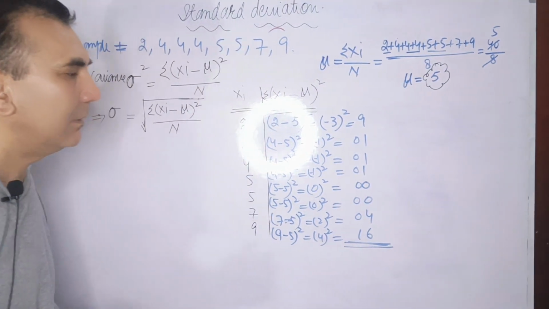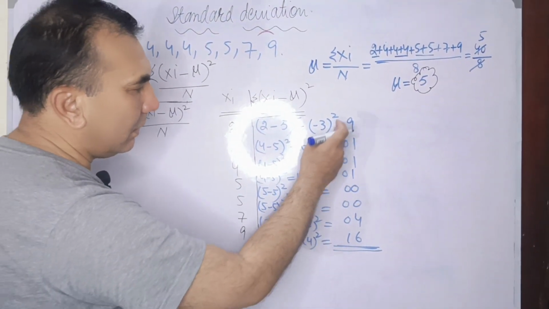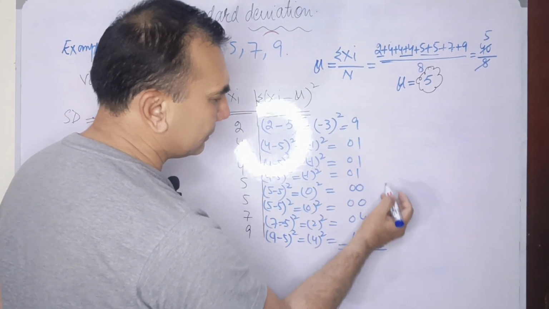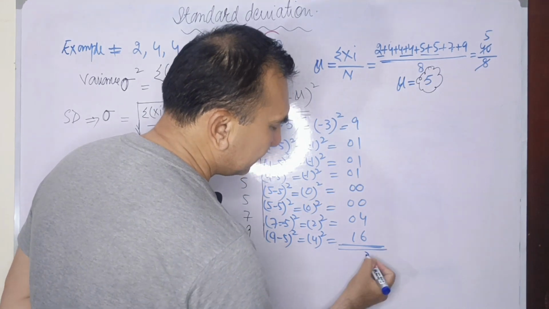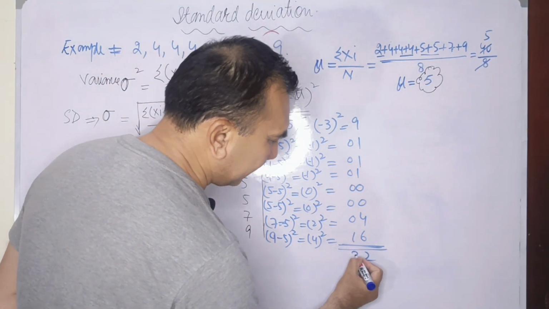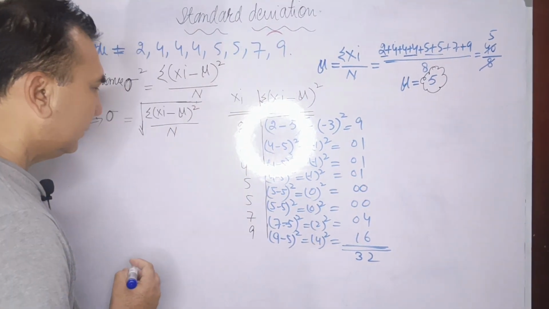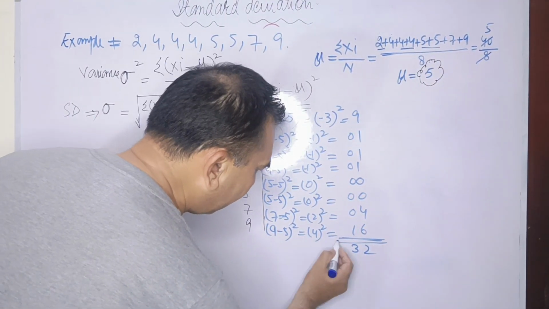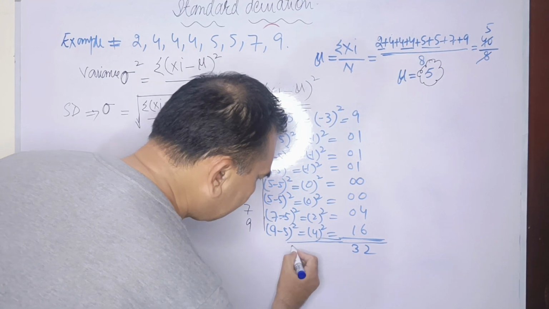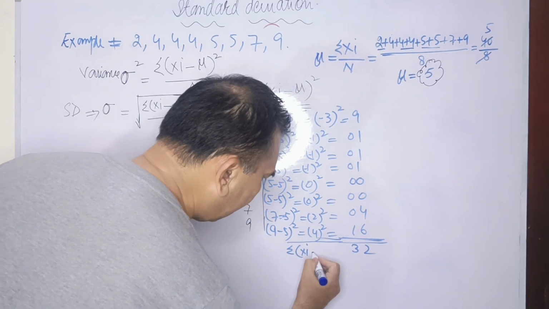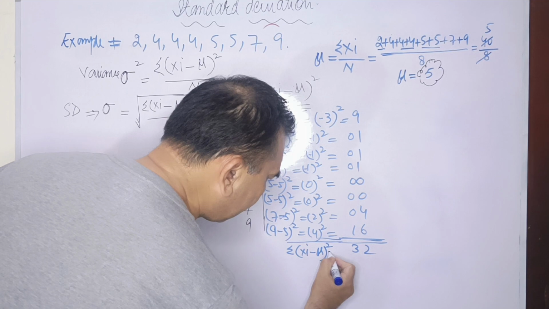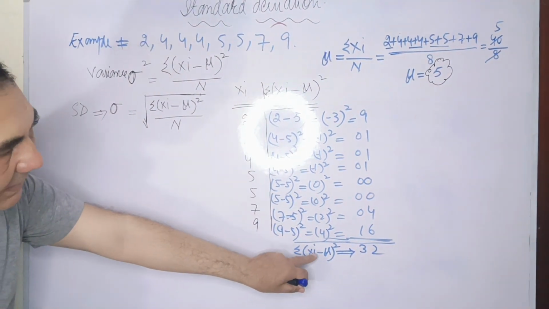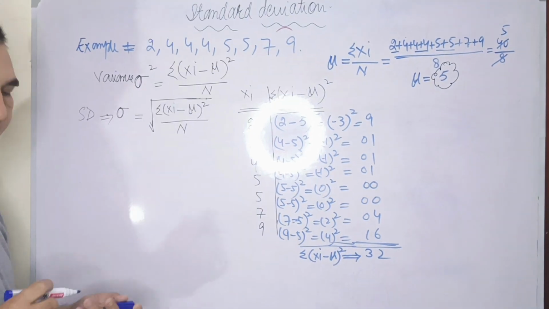Now we sum up all the values: 9 plus 1 plus 1 plus 1 plus 0 plus 0 plus 4 plus 16, which gives 32. This is the sum of xi minus mu whole square.